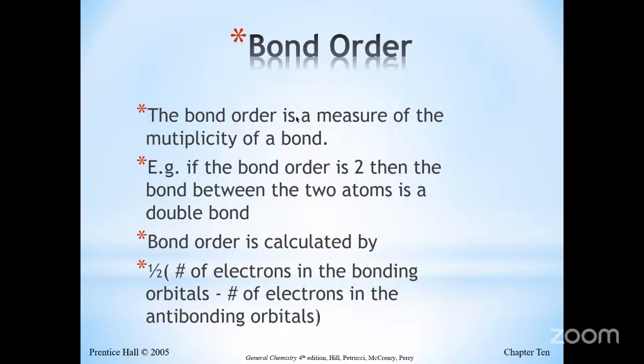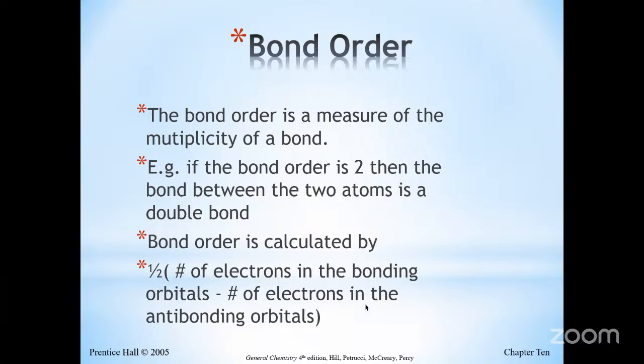Some terms I need to introduce to you here now. So I kind of introduced it to you earlier, but without really stating it explicitly. This term is called the bond order. It's a measure of the multiplicity of the bond. It's very simple, actually. Basically, the bond order refers to whether or not a bond is a single bond, double bond, etc. So if the bond order is 2 between two atoms, that means that there's a double bond between them, right?